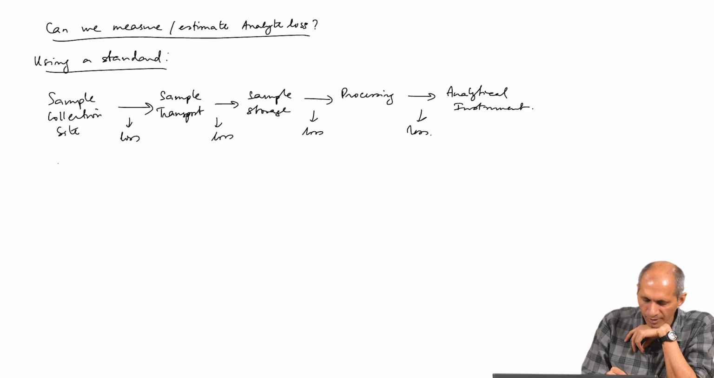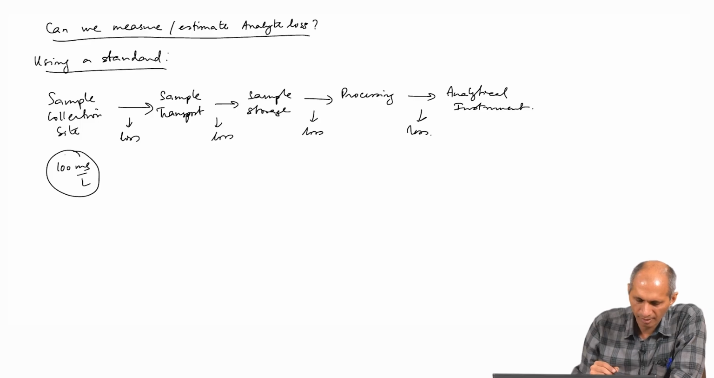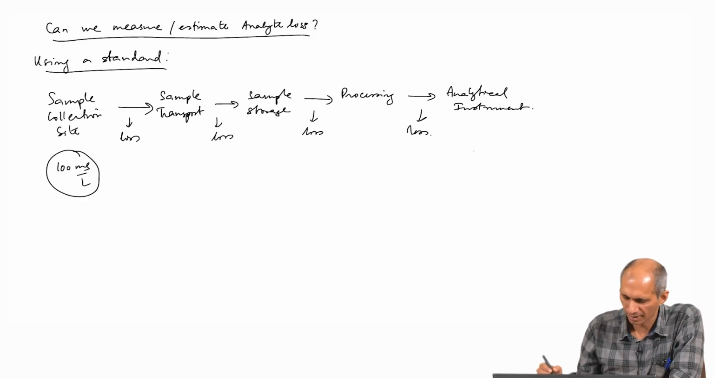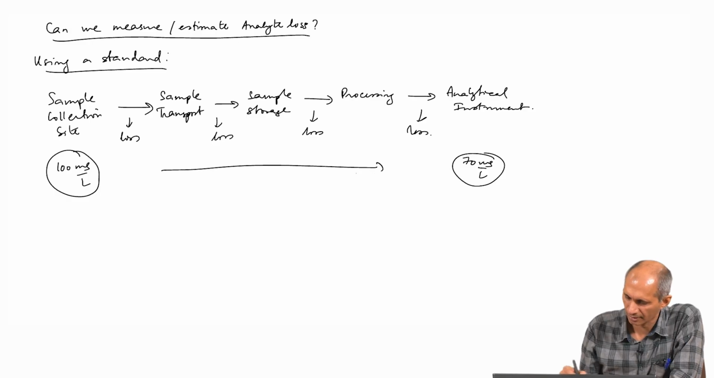So, if the analyte concentration in the sample is 100 milligrams per liter, say, and by the time you come to the analytical instrument, the instrument reading gives 70 milligrams per liter, all it means is that there is a 30% loss in the system.